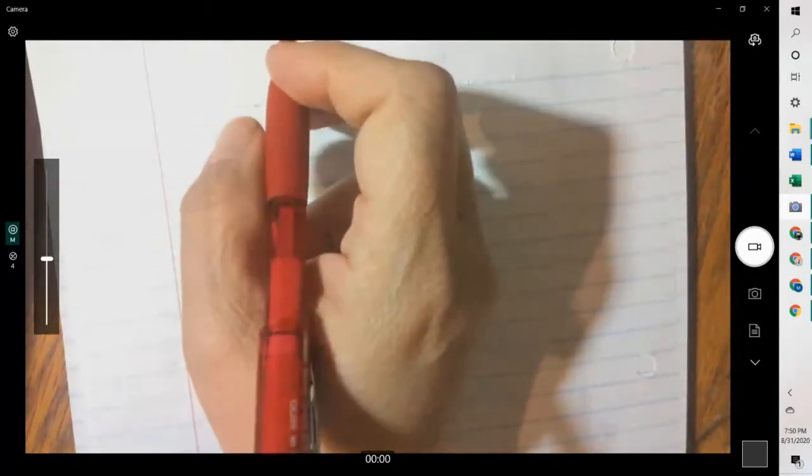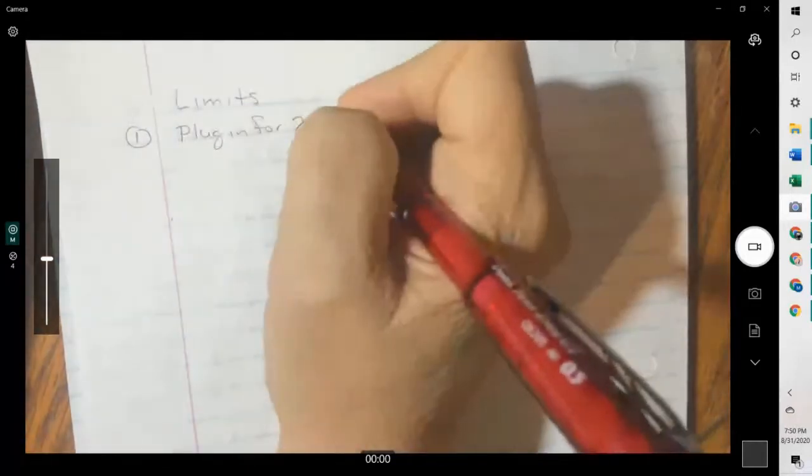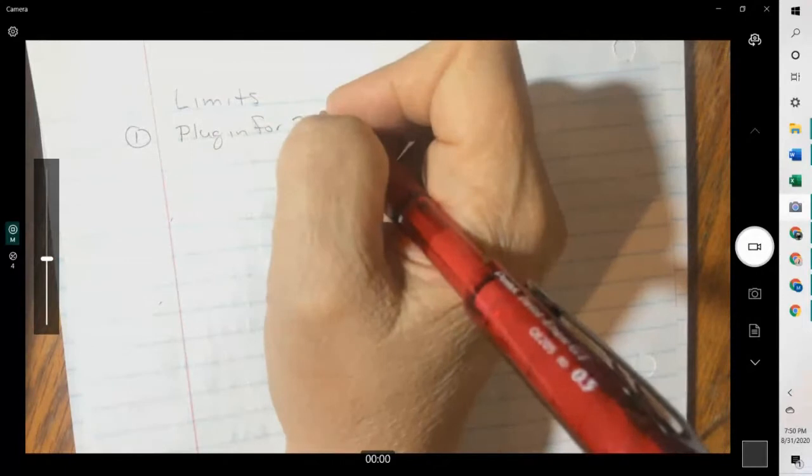We don't always have a graph. When we don't have a graph, there's a few steps. First one, when we're looking for limits, the first step you want to do, just plug it in. So we plug in x. If you get an answer, then that's the limit.